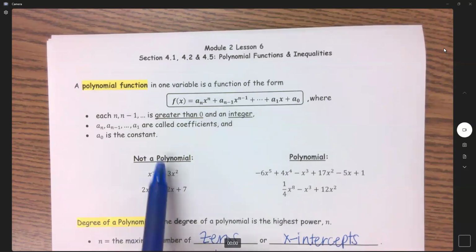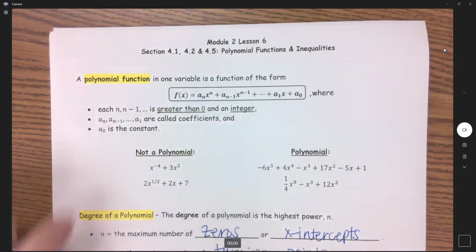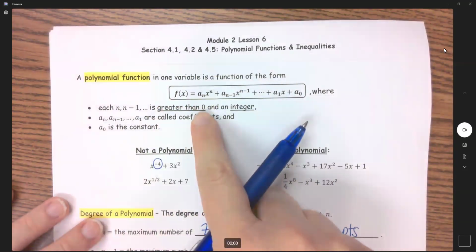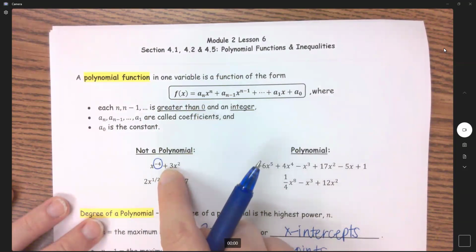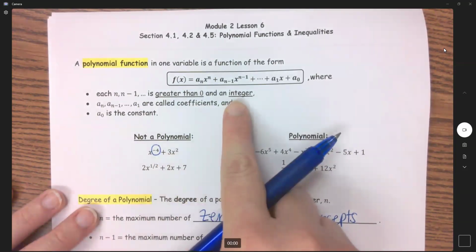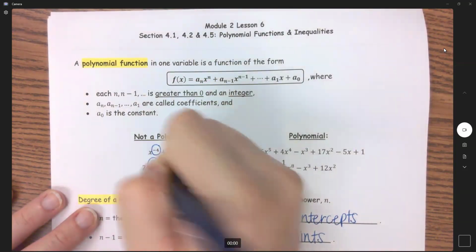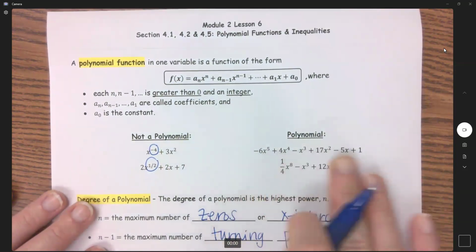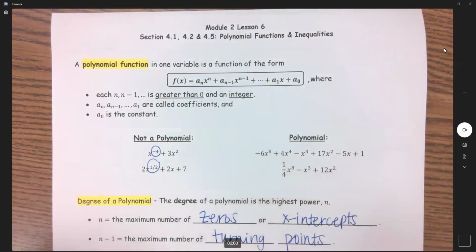So why is this not a polynomial? Well, this one here is x to the negative 4. This needs to be greater than 0. This is less than 0, so that makes it not a polynomial. Also, it needs to be an integer, which means it's a whole number. This one is to the 1/2 power. So all of these have exponents here that are positive whole numbers.